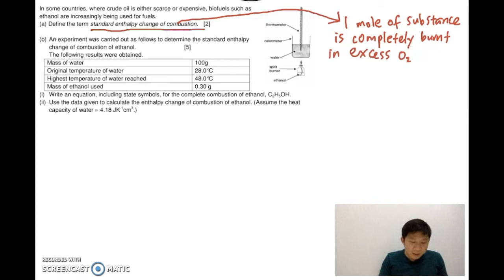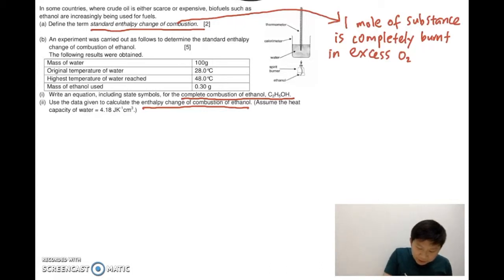2 marks. Okay, but the main thing I want to discuss over here is how to calculate the standard enthalpy change of combustion of ethanol over here. Okay, so first of all, we answer part by part. So they talk about the equation including state symbols. Okay, so for the complete combustion of ethanol, remember the main idea is 1 mole of substance being burned. The 1 mole is the ethanol. Okay, so let's settle the equation first.